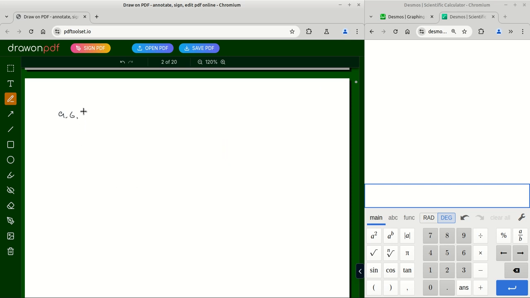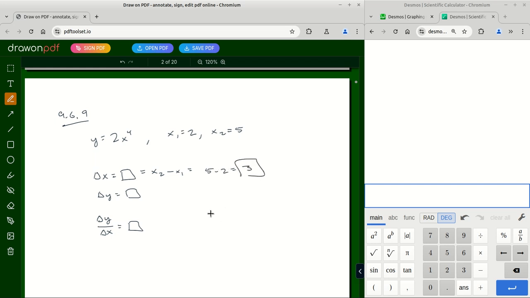So let's do this. We've got y equals 2x to the fourth. They say x1 is equal to 2 and x2 is equal to 5, and they want to know what is delta x and what is delta y, and then what is delta y over delta x. Some of these problems will just ask for one of these, and we have to find those anyway. So delta x is x2 minus x1, so 5 minus 2 is 3. Waboom. I mean, it is the first problem of the section, of course.